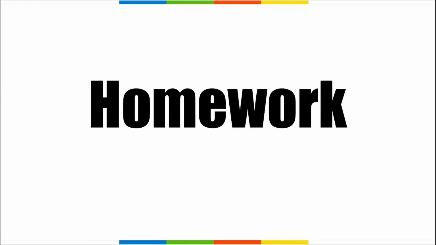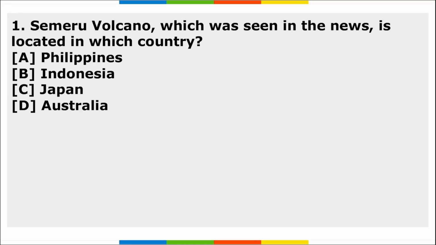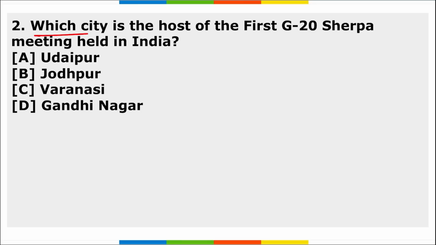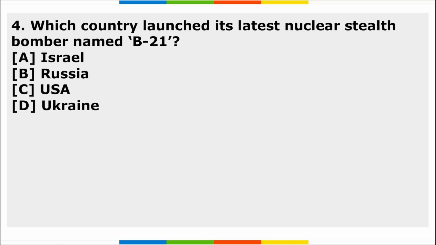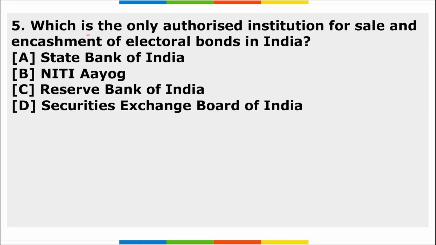Now it's time for your homework. First, Semeru volcano, which was seen in the news, is located in which country? Second, which city hosted the first G20 Sherpa meeting that was held in India? Third, who has been appointed as the chairperson of the National Statistical Commission? Fourth, which country launched its latest nuclear stealth bomber named B-21? Next, which is the only authorized institution for sale and encashment of electoral bonds in India? So these are your 5 homework questions, friends.